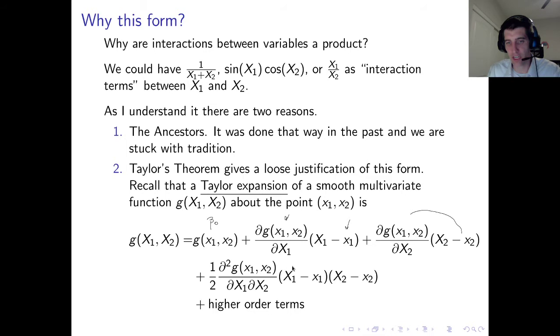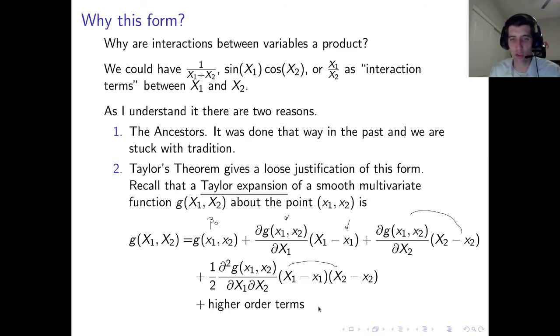If you FOILed this out, you would get a little bit contributing to your x1, a little bit contributing to your x2, a little bit contributing to your constant, and then you would have the pairwise product of x1 and x2, and this is your interaction term. So Taylor's theorem gives some loose justification for why an interaction term of the product is natural, because as you proceed to do this expansion, it just pops out naturally, right?